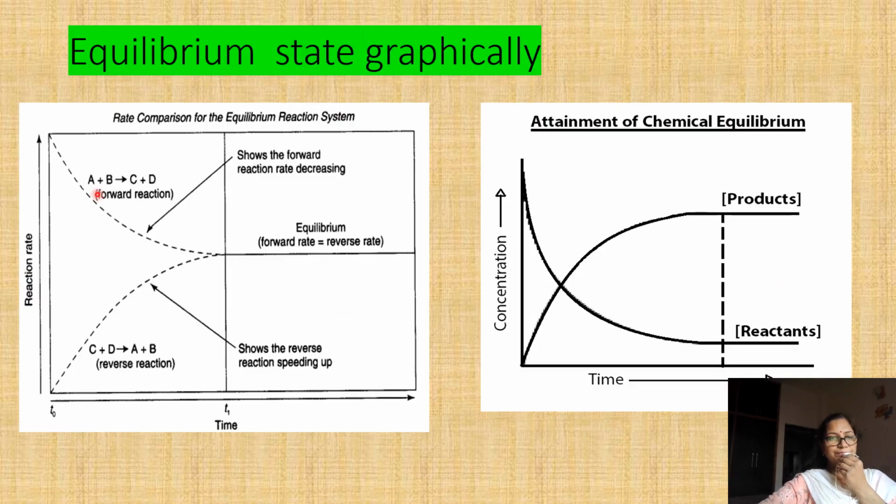Graphically, equilibrium, if we draw a graph between reaction rate and the time, the rate of reaction for forward reaction decreases, whereas rate of reaction for backward reaction increases. And at equilibrium, the rate of both the reactions become equal, and this is the equilibrium state. Similarly, if we draw a graph between concentration and time, the rate of formation of products increases, that is, concentration of products increases, whereas concentration of reactants decreases.